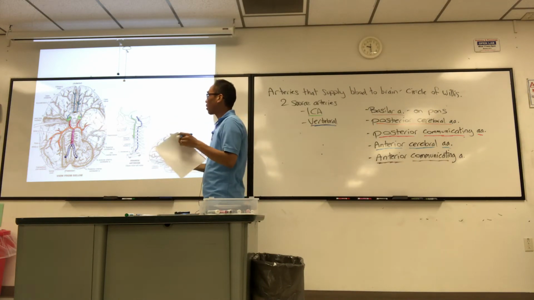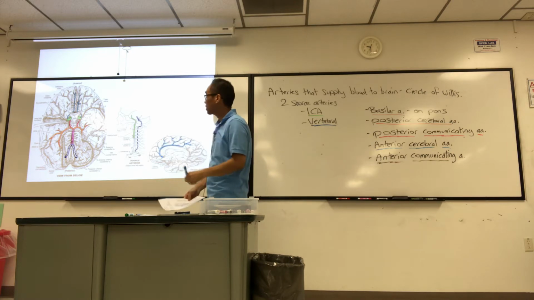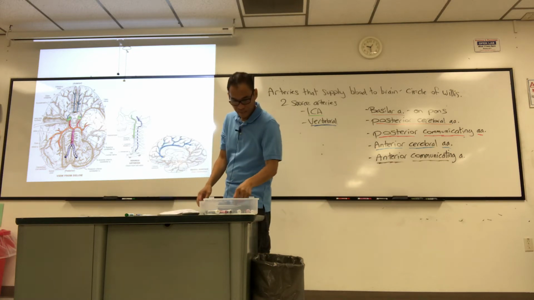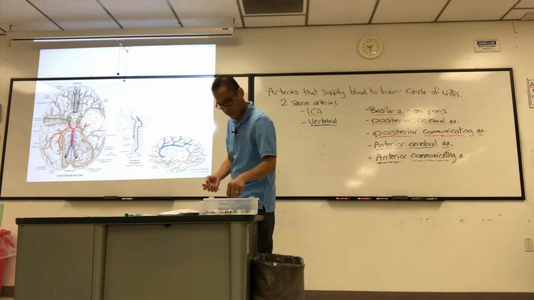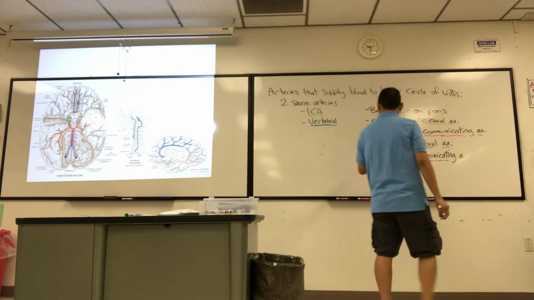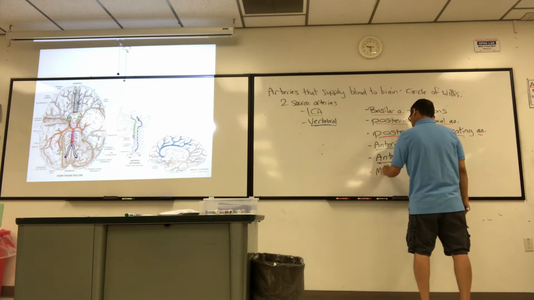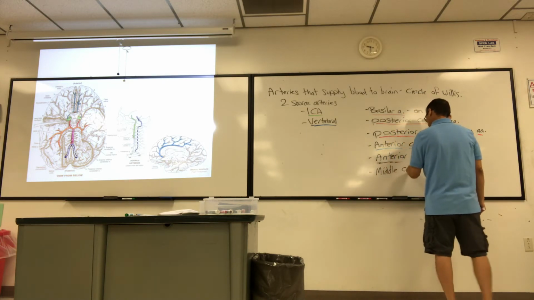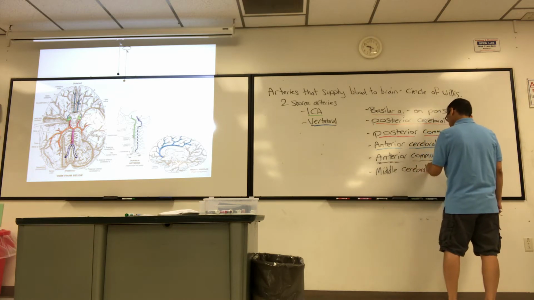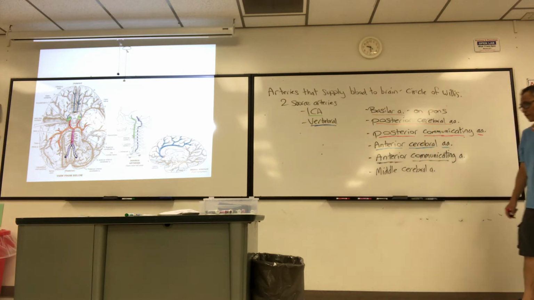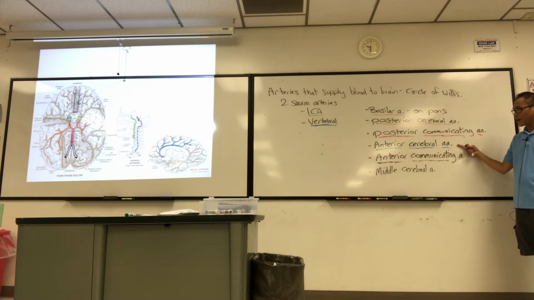Okay, one more. Middle cerebral artery. The middle cerebral artery is letter D. How I think of it: the internal carotid enters the skull, supplies blood to the brain. As soon as the ICA gives off this branch, the anterior cerebral, it continues on as middle cerebral. Okay.